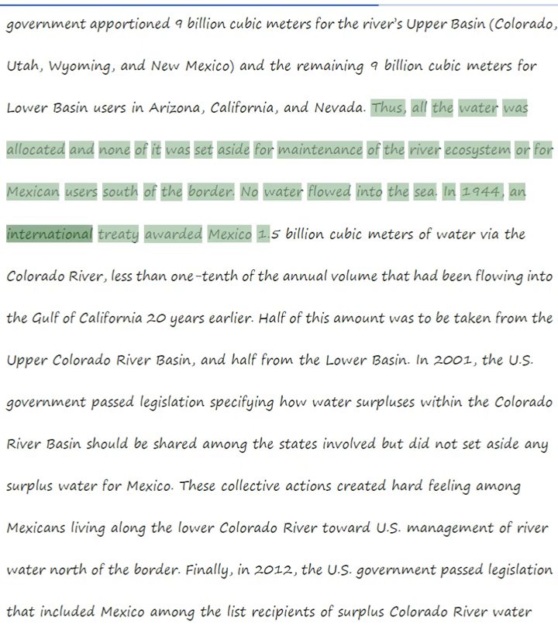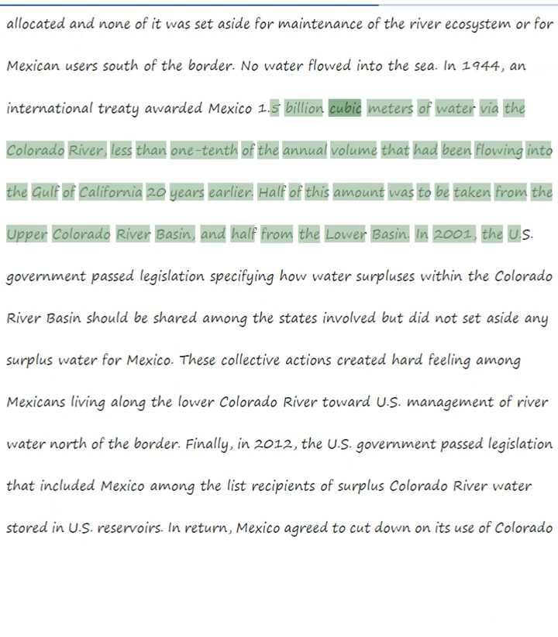No water flowed into the sea. In 1944, an international treaty awarded Mexico 1.5 billion cubic meters of water via the Colorado River, less than 1/10 of the annual volume that had been flowing into the Gulf of California 20 years earlier. Half of this amount was to be taken from the upper Colorado River basin, and half from the lower basin.